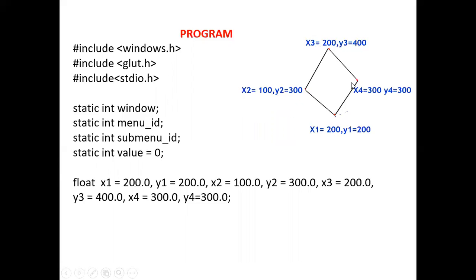And we have the last point, which is x4. X4 is 300. 300 means towards the right of x1, so x4 is 300 and y4 is also 300, right? So this is how we will get our polygon for the points. So x1, y1, x2, y2, x3, y3, x4, y4, right? You have to change these coordinates and check different types of polygons, like concave polygon, convex polygon, all those things.